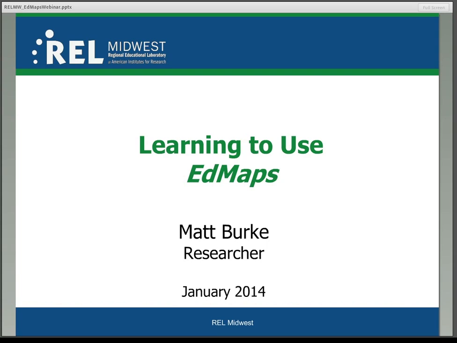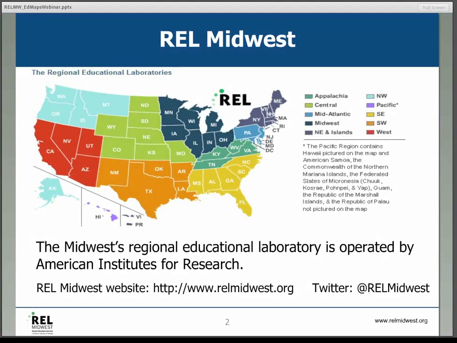Before we get started, I'd like to begin with a brief overview of REL Midwest and tell you a little bit more about who we are and what we do. REL Midwest is part of a network of 10 regional educational laboratories funded by the U.S. Department of Education's Institute of Education Sciences. Based in the Chicago area, REL Midwest serves the educational needs of Illinois, Indiana, Iowa, Michigan, Minnesota, Ohio, and Wisconsin, and is administered by the American Institutes for Research.